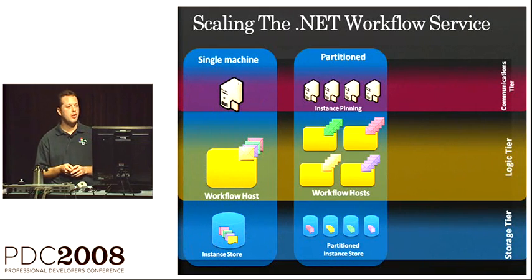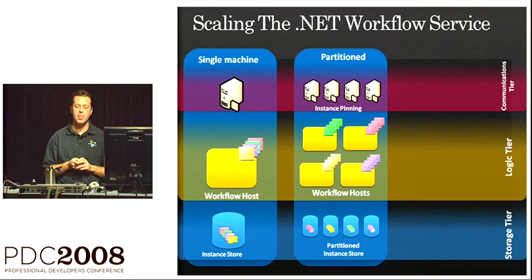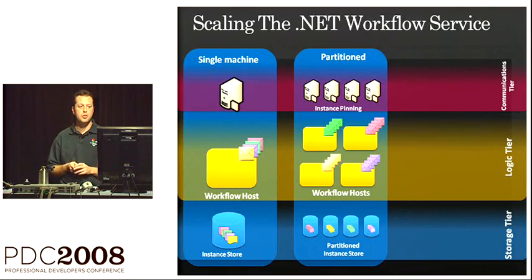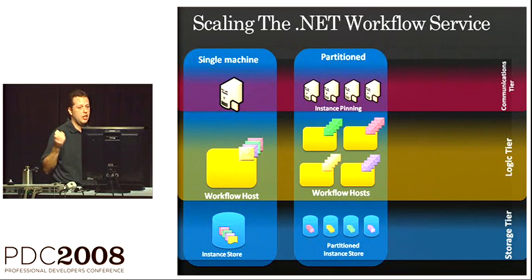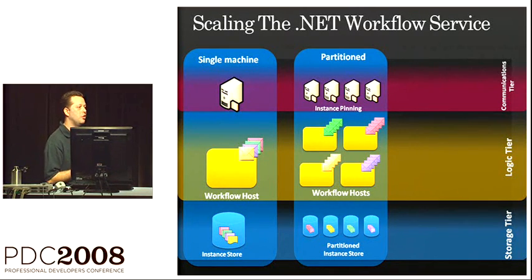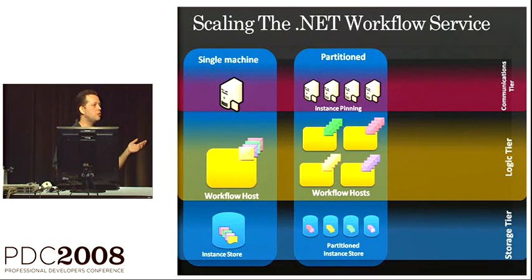So where were we? Right, so we were throwing machines at the problem. So where do we start? Well, let's partition the logic tier. We can divide up all the computation work there. And really, the best way to partition workflow is actually really easy. We can divide it up by workflow instances. We can pin specific workflow instances to specific machines.